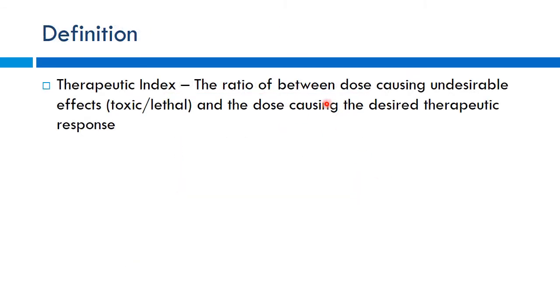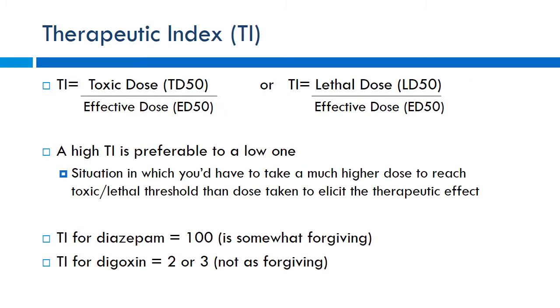So again, the therapeutic index is the ratio between the dose causing undesirable effects, either lethal or toxic, and the dose causing the desired therapeutic effects. We're going to talk about drugs that have narrow therapeutic indexes and drugs that have large therapeutic indexes. A high TI is going to be preferable to a low one. An example would be diazepam, otherwise known as Valium. Have you guys ever heard of Valium before? What type of drug is that? It's anti-anxiety, it can be an anti-seizure medication. Yeah, those are the two main things, and we'll sometimes use it for sleep.